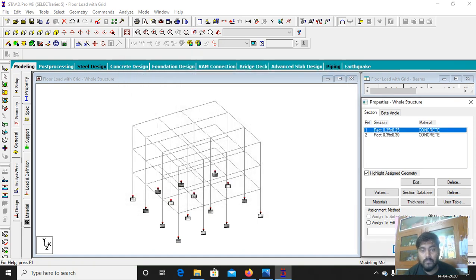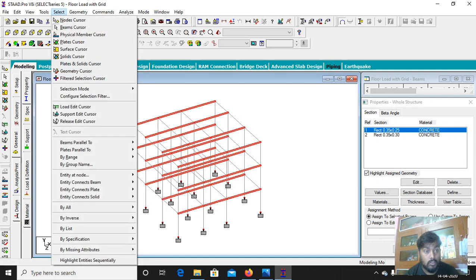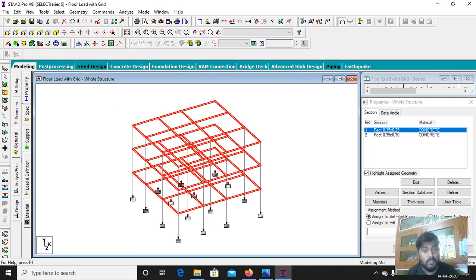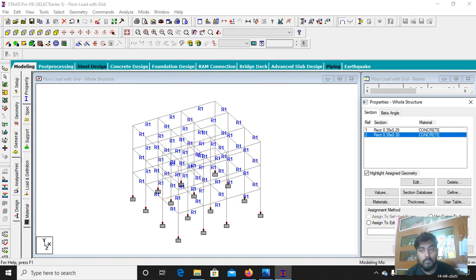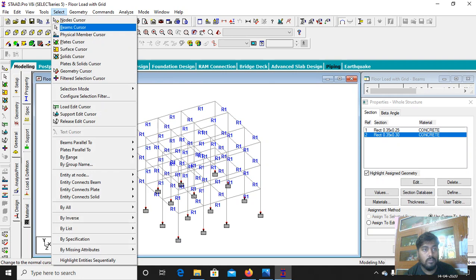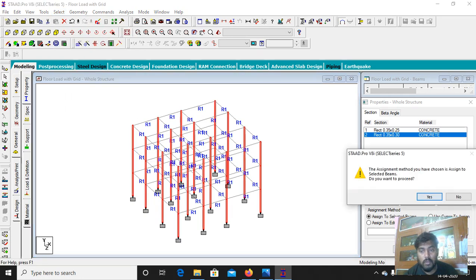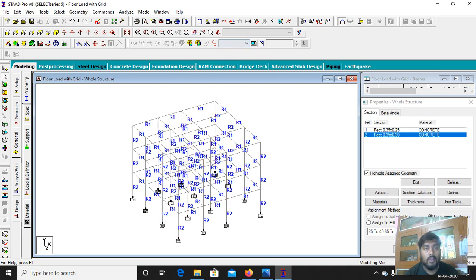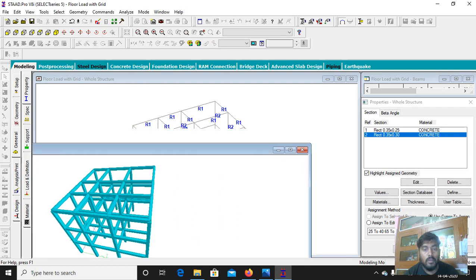So this is beam. So select beam parallel to X and beam parallel to Z, because beams are always parallel to the X and Z portion. Assign to selected beam, yes. Beam parallel to Y, take it and select. Beam parallel to Y will always be the columns. Okay, all are done. Let us take a 3D diagram of the total structure. The building structure has been created.